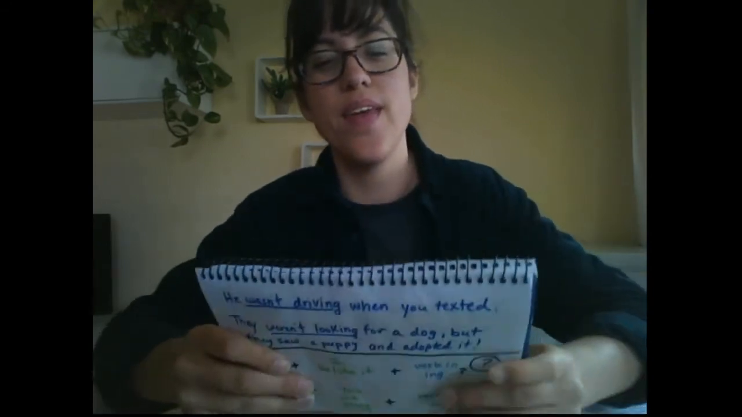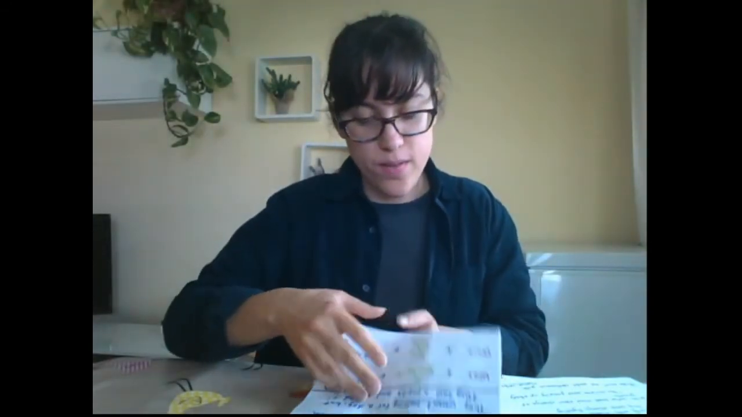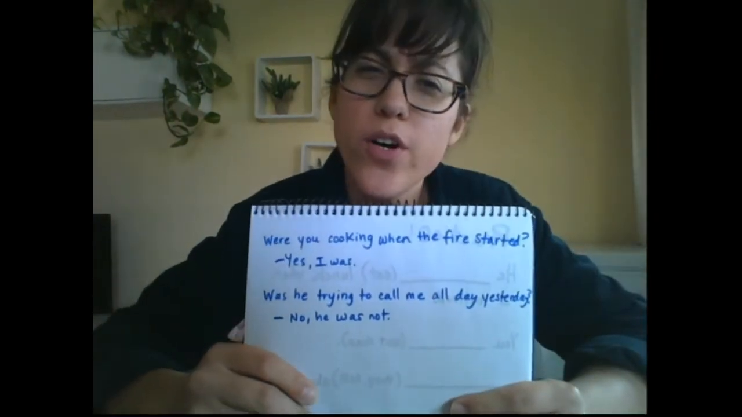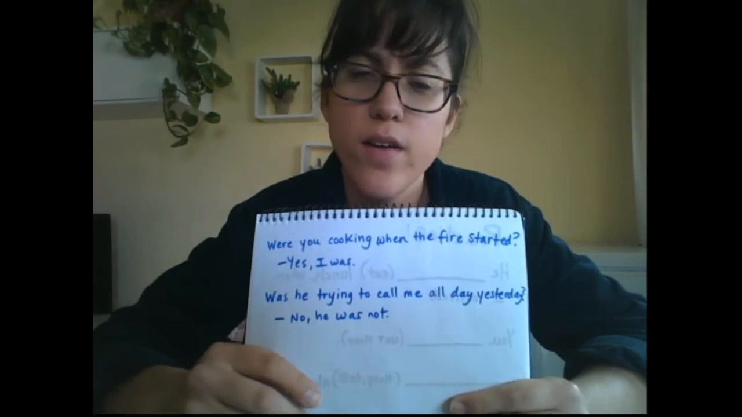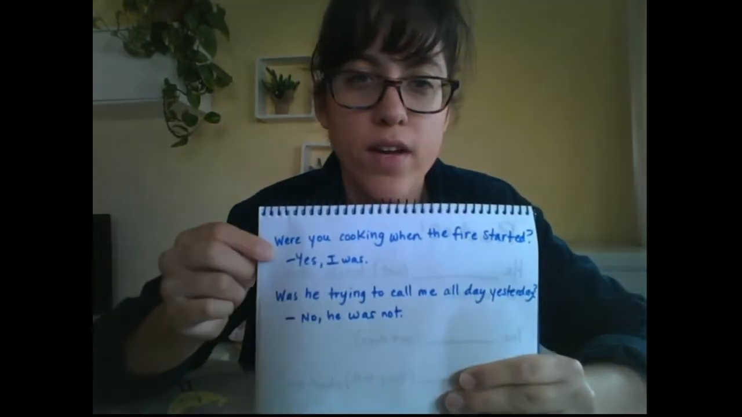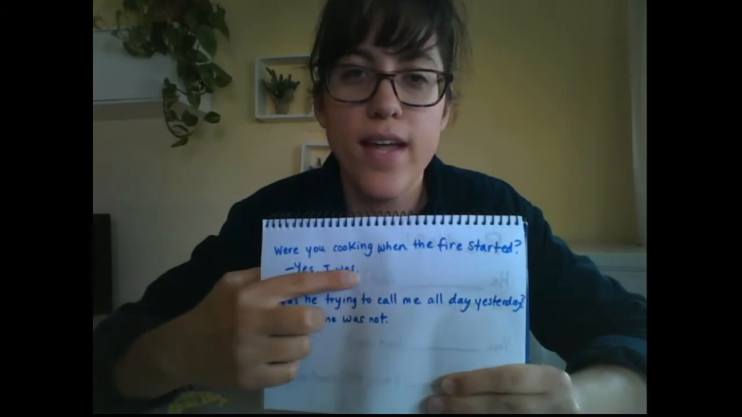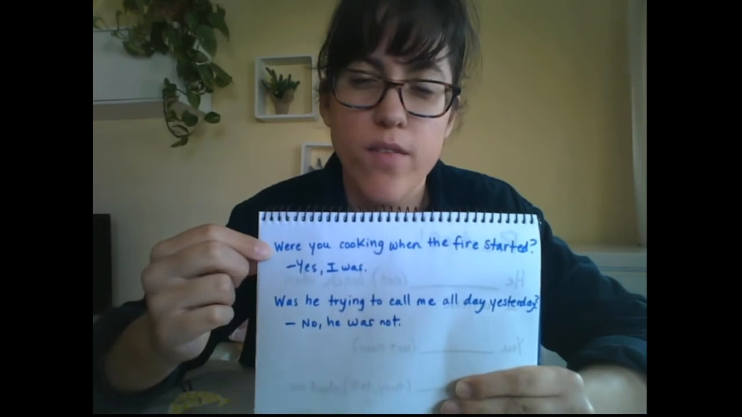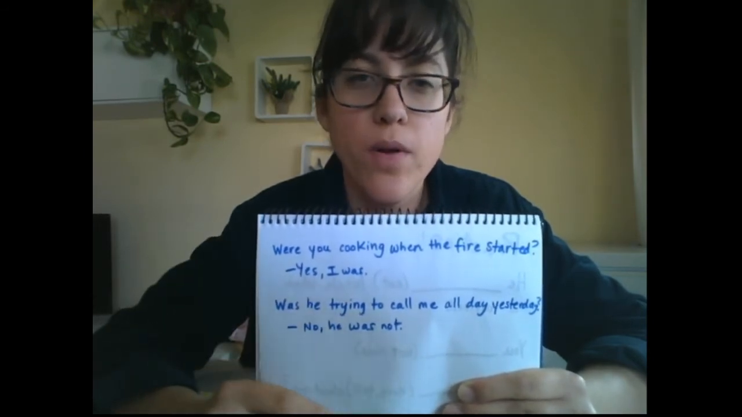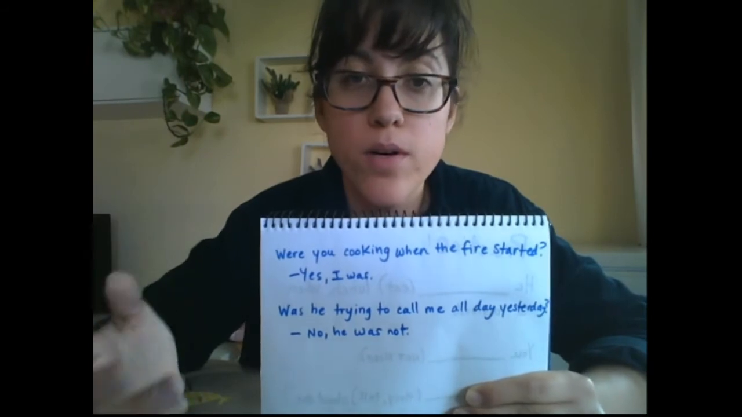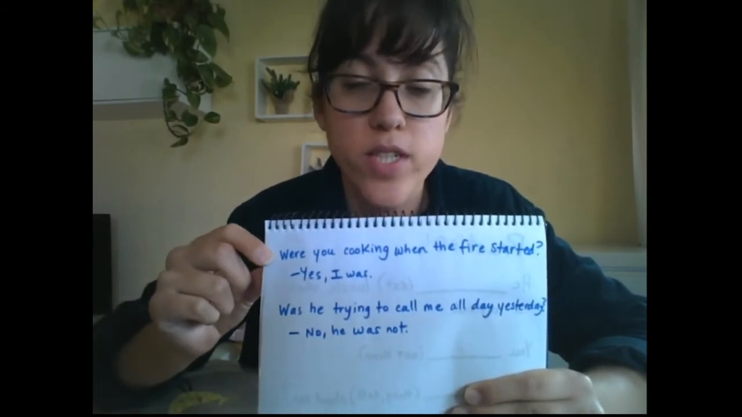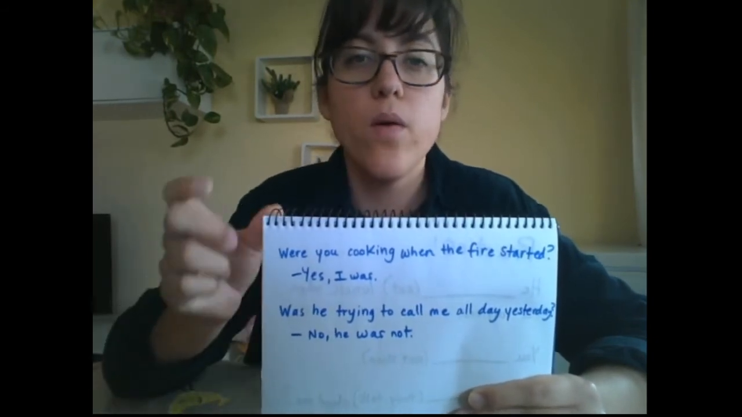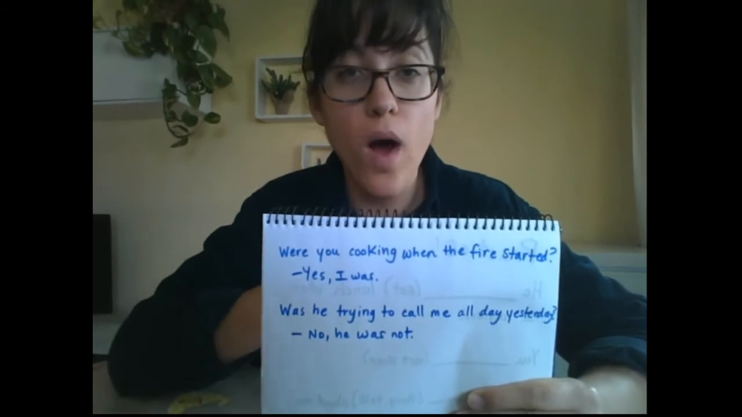Okay, now we are ready for ejemplos. Were you cooking when the fire started? Were, el verbo, sujeto, and then cooking in ing. ¿Estabas cocinando cuando el fuego empezó? ¿Y cómo respondemos? Respondemos con el verbo con el que ha preguntado, pero cambiando el verbo para ser me, I. Were you cooking? Yes, I was.